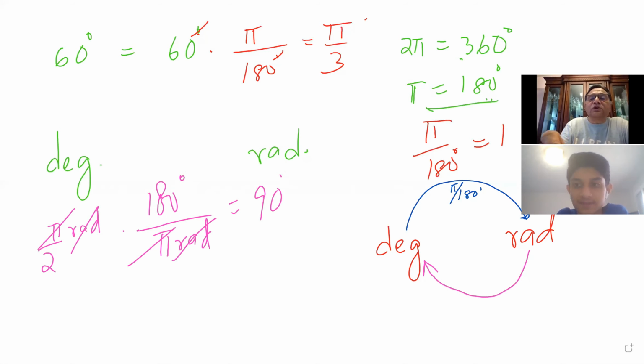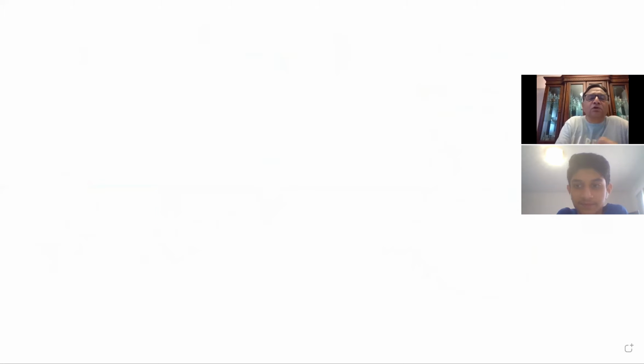In that reverse order, we have to multiply by degrees because we want to keep degrees on the top and radians in the denominator. So that is how you can convert degrees to radians and radians to degrees. Is that clear to you? Yes, sir. Clear.